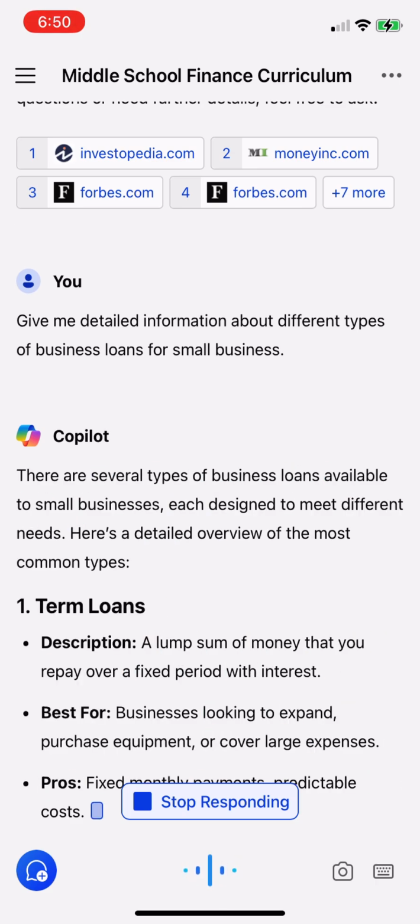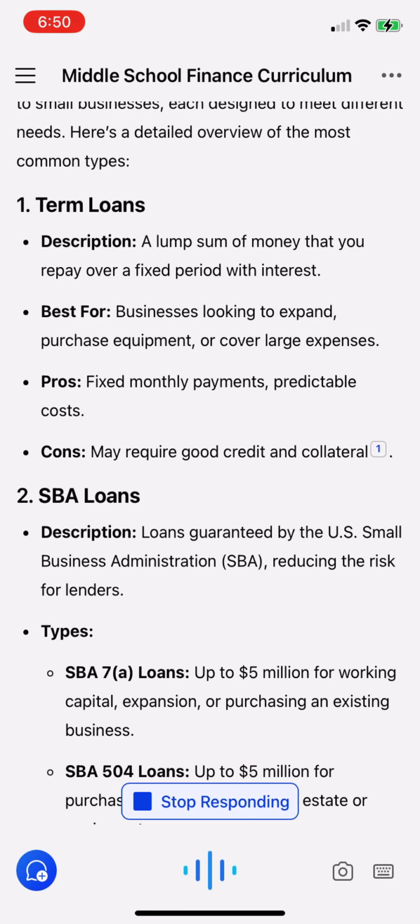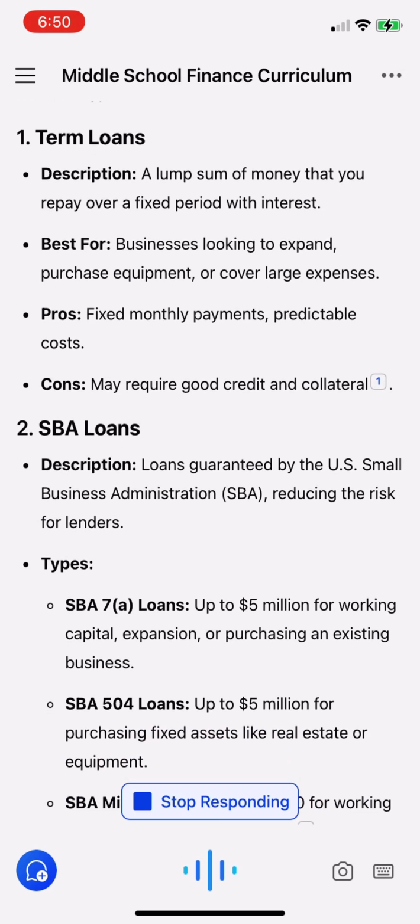There are several types of business loans available to small businesses, each designed to meet different needs. Here's a detailed overview of the most common types. 1. Term loans. Description: a lump sum of money that you repay over a fixed period with interest. Best for businesses looking to expand, purchase equipment, or cover large expenses.